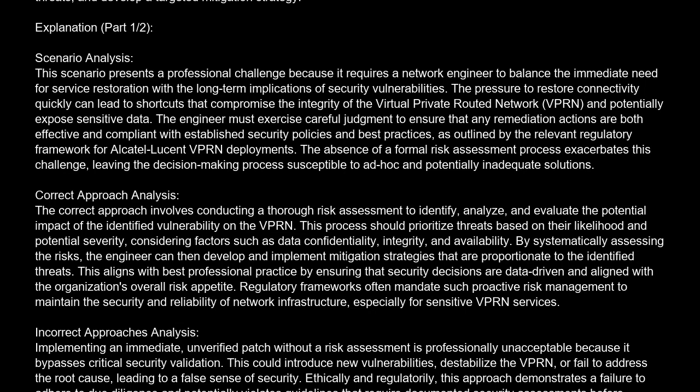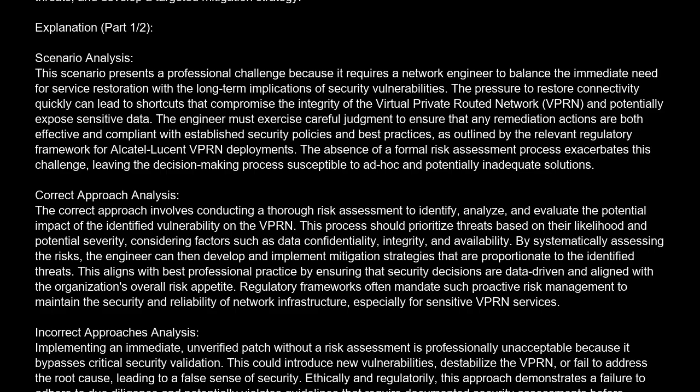The correct answer is A. Conduct a comprehensive risk assessment to identify the potential impact of the vulnerability on the VPRN, prioritize threats, and develop a targeted mitigation strategy. Explanation. Scenario analysis. This scenario presents a professional challenge because it requires a network engineer to balance the immediate need for service restoration with the long-term implications of security vulnerabilities.